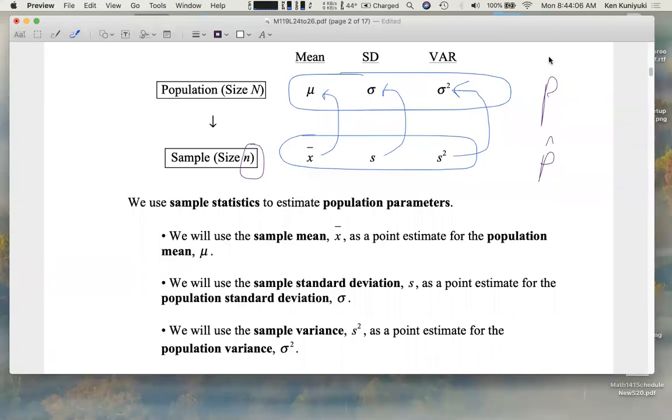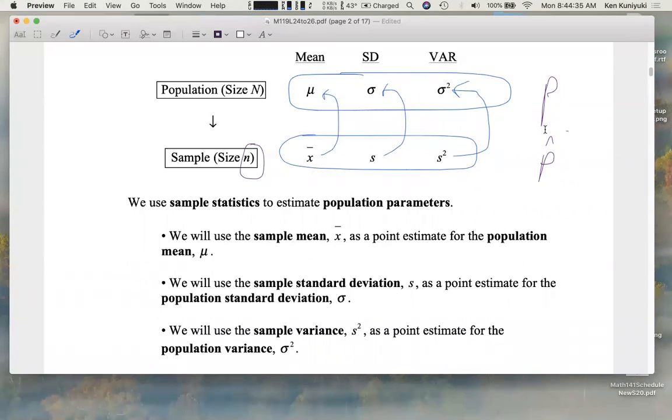Hi, everyone. Last time we talked about using sample statistics as point estimates for population parameters. We used the sample mean, x bar, as the best point estimate for the population mean, mu. We used the sample standard deviation, s, as a good point estimate for the population standard deviation, sigma. And we used the sample variance, s squared, as the best point estimate for the population variance, sigma squared.